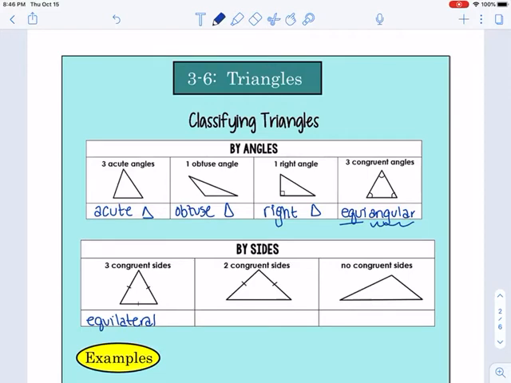If it has 2 congruent sides, it's called an isosceles triangle. An isosceles triangle also has 2 congruent angles in it. But when you talk about an isosceles triangle, we are classifying it by side, not by angles. And if you have something that has no congruent sides, that's scalene.